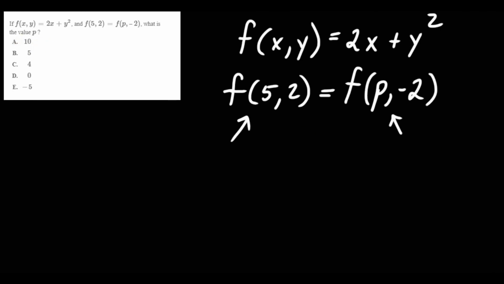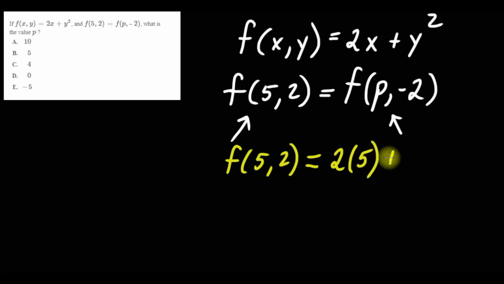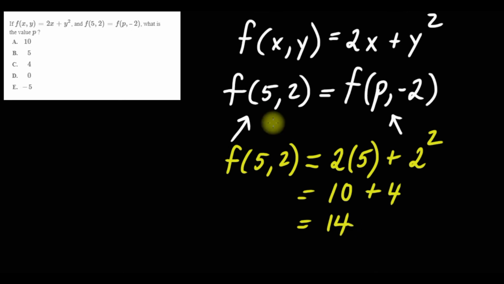So to find f of 5, 2, you know your x is 5 and your y is 2. So 2 times x is 2 times 5, plus y squared, so that's just going to be 2 squared. So this would be 10 plus 4, and that's going to give me 14. So this right here is 14.